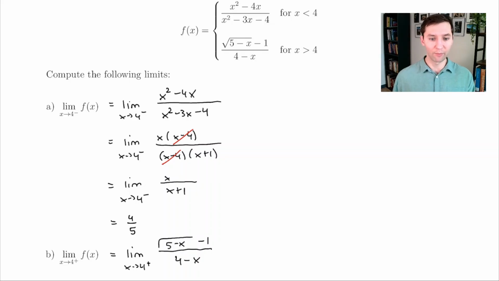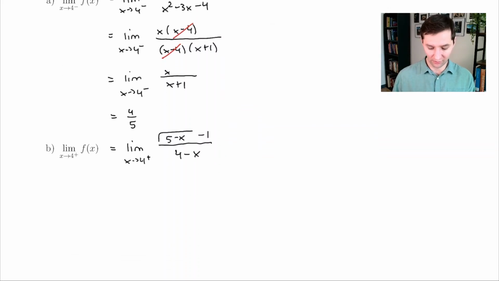I try to apply the direct substitution property. If I plug in 4 to the numerator, I get 0. Plug in 4 to the denominator, I get 0. This means it's of the form 0 divided by 0. It's an indeterminate form. I must apply some algebraic manipulations. The algebraic manipulation I'm going to use here is called multiplication by the conjugate.